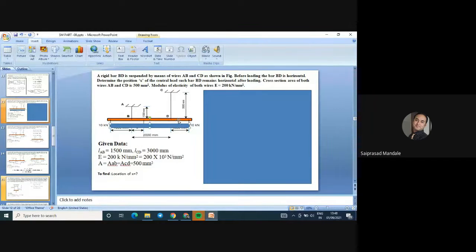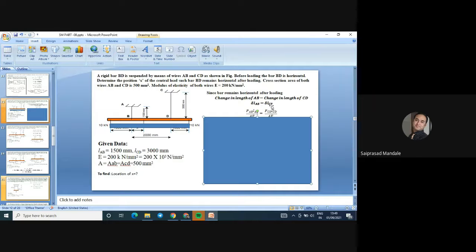So if this is the original condition, and because of loading it comes down to that position, the deformation of both the bars will be the same, so I can say delta L of AB is equal to delta L of CD. Why is that required? Let's have a look. Why is delta L of AB equal to delta L of CD? Because after loading, if it is moved somewhere, the deformation in both the structural members will be the same.